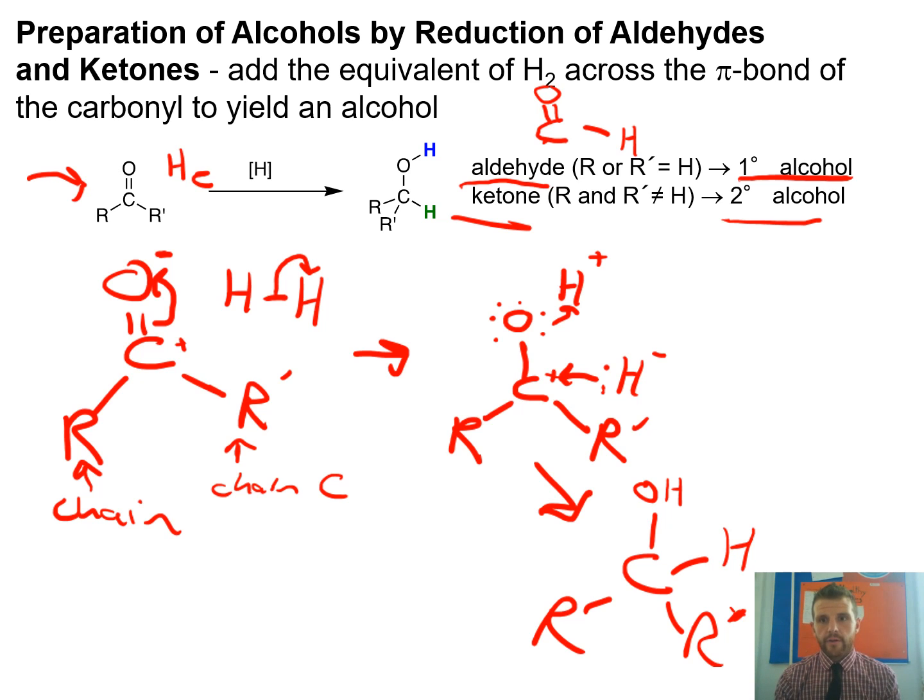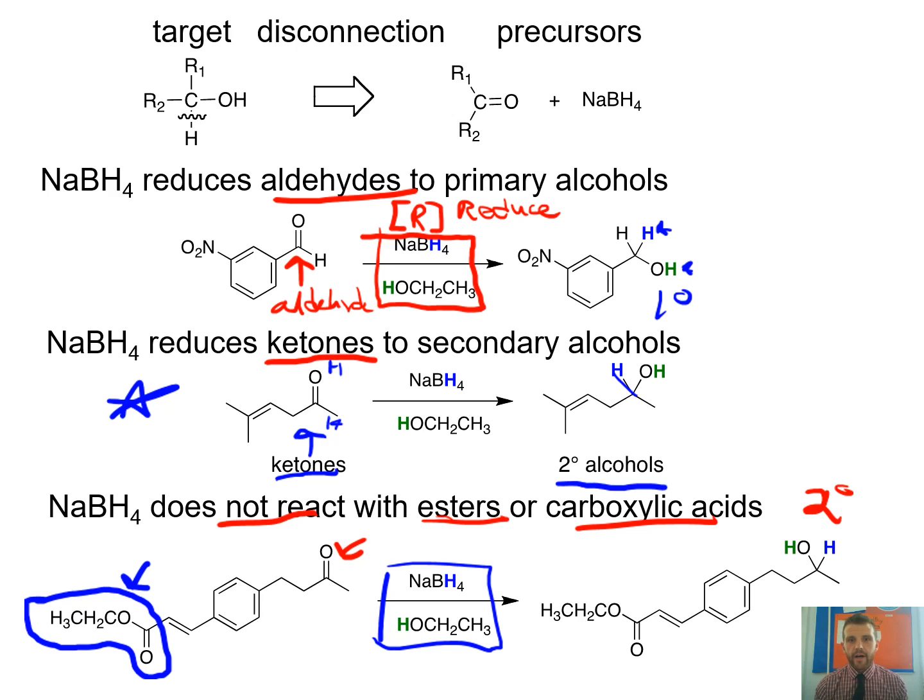Keep this in mind because when we start to talk about oxidation of alcohols to form aldehydes and ketones, it's the same process but just backwards. We'll see that very shortly here. So this is going to just be a series of examples showing you the difference between what an aldehyde does when it reduces, what a ketone does when it reduces, and then the fact that esters and carboxylic acids do not react under this reductive process.